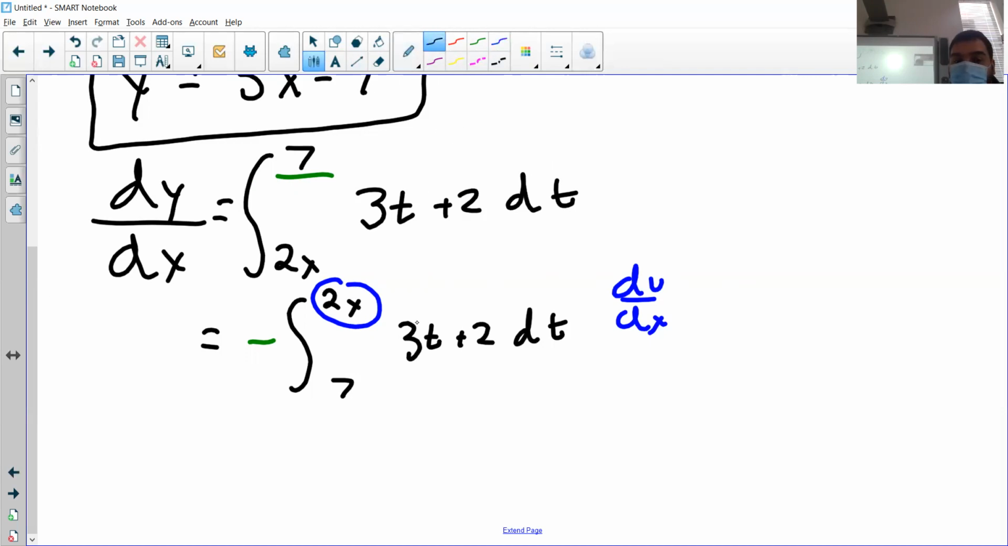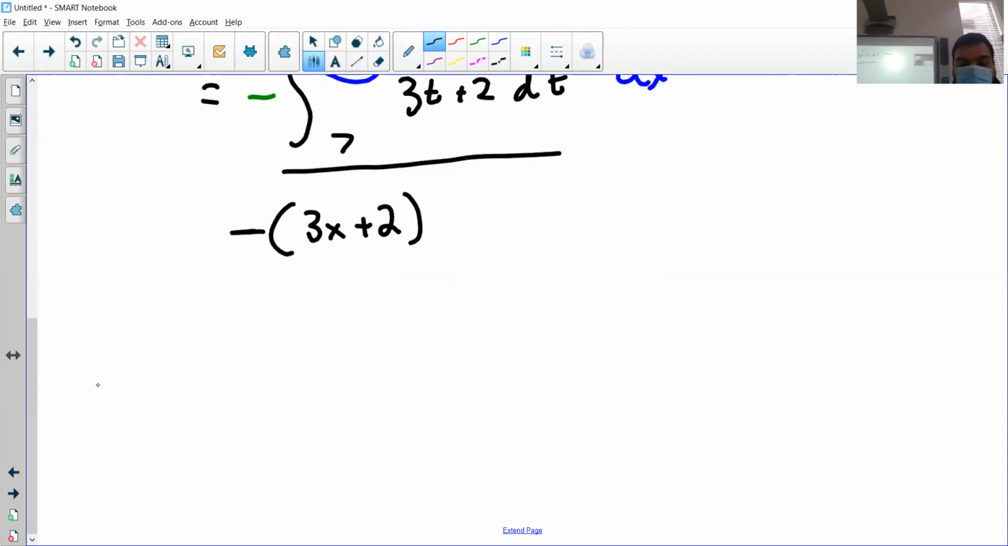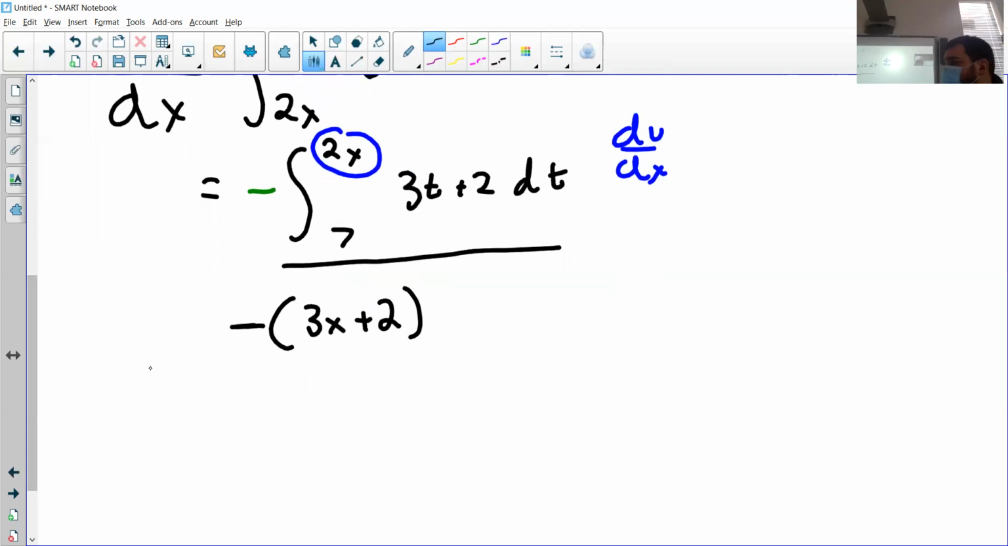If you multiply by 2, then it's 4x? No, you're multiplying by the derivative. So it's going to be this right here. This is negative. This has become the x's now, 3x plus 2, times the derivative of that 2x you had up there, which is just 2.